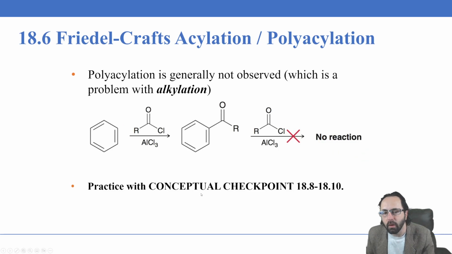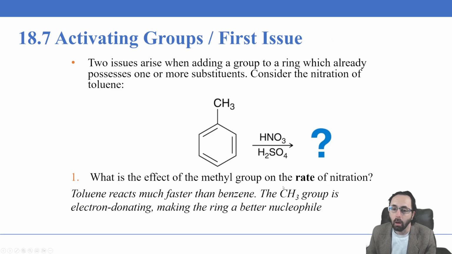And what we're going to start to look at now is the way in which these substitution reactions differ when you already have a substituent on the benzene ring. So two issues arise when you're adding a group to a ring which already possesses one or more substituents. We're going to start by considering trying to do the nitration of a toluene group. So we have to consider two main effects here.